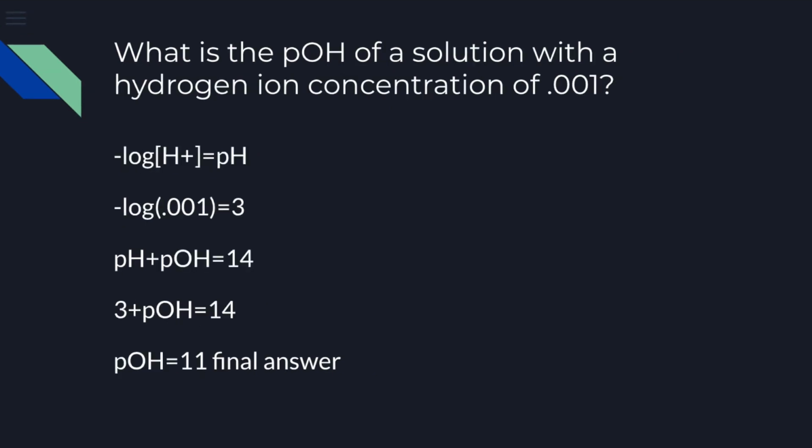Our second example asks for the pOH of a solution with a hydrogen ion concentration of 0.001. The first step is to convert to pH by taking the negative log of the hydrogen ion concentration. In this case, it is the negative log of 0.001. This gives us a pH of 3. Once we have the pH, we solve for the pOH by using the formula pH plus pOH equals 14. This makes our pOH equal to 11, which is our final answer.